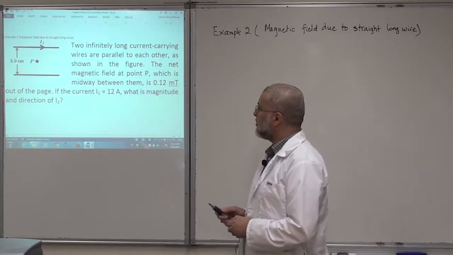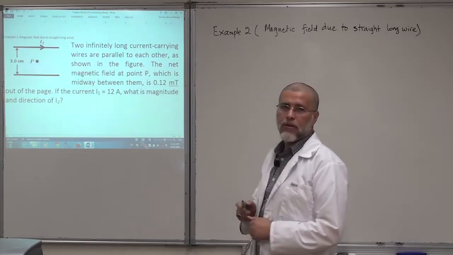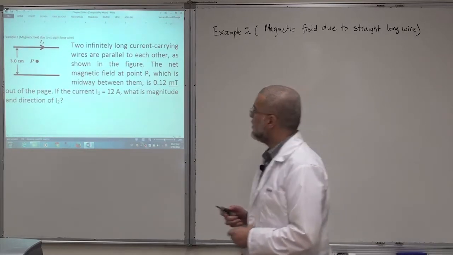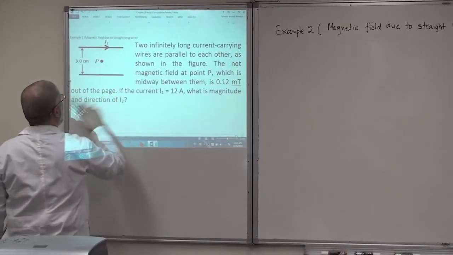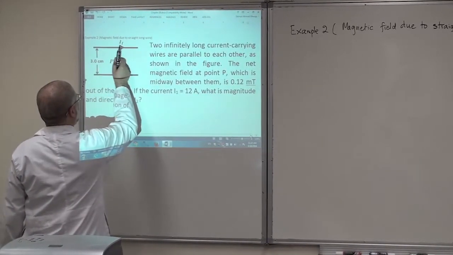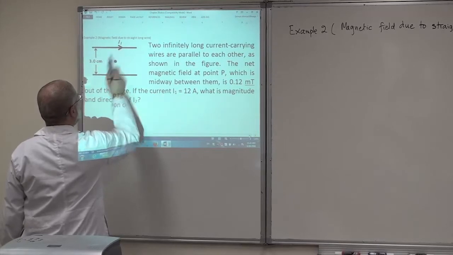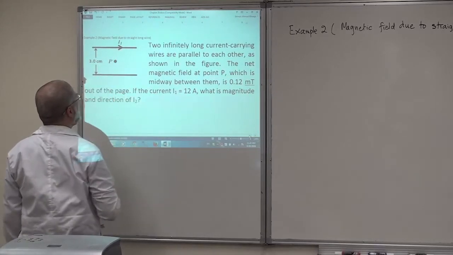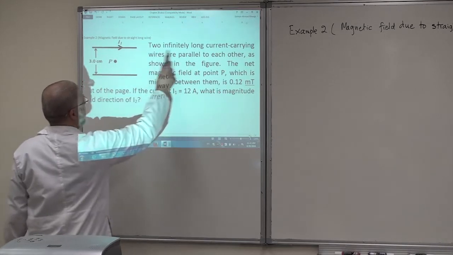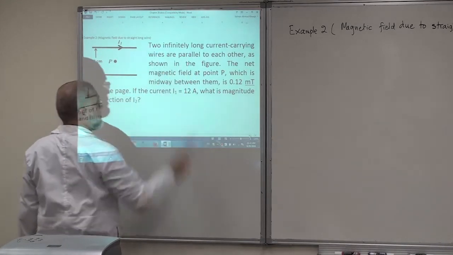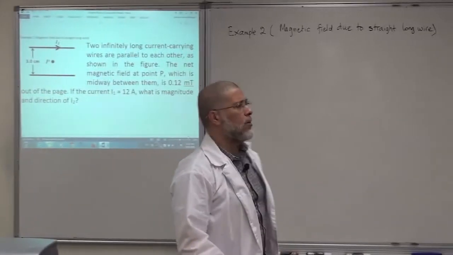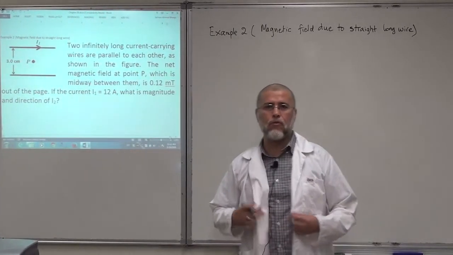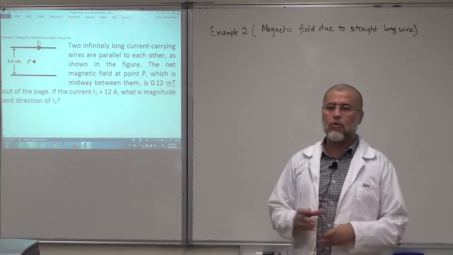This time we also have two wires, but the configuration is different from the previous example. The two wires are parallel, as you can see here. This one has a current in this direction, I1, and I2 is of unknown magnitude and direction. It says two infinitely long wires. Sometimes they say long, sometimes very long, sometimes infinitely long, because we want to use the formula μ0 I over 2πa.